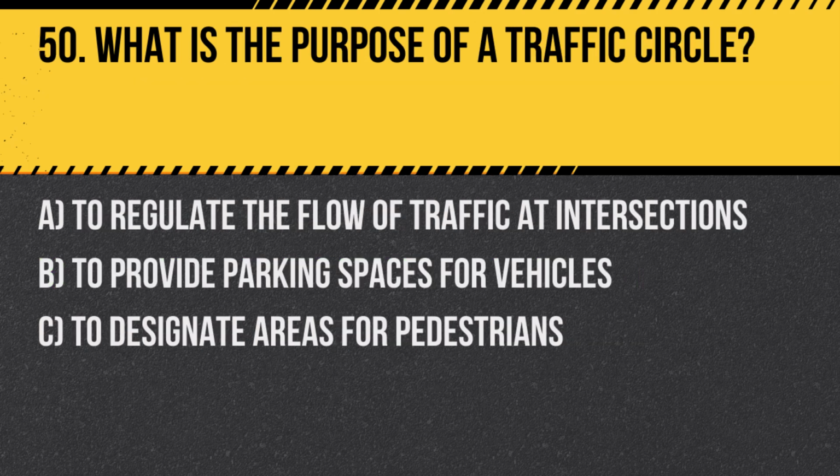Question 50. What is the purpose of a traffic circle? A. To regulate the flow of traffic at intersections. B. To provide parking spaces for vehicles. C. To designate areas for pedestrians. Answer A. To regulate the flow of traffic at intersections. The purpose of a traffic circle is to regulate the flow of traffic at intersections by directing vehicles to yield to others already in the circle and facilitating smoother traffic flow.